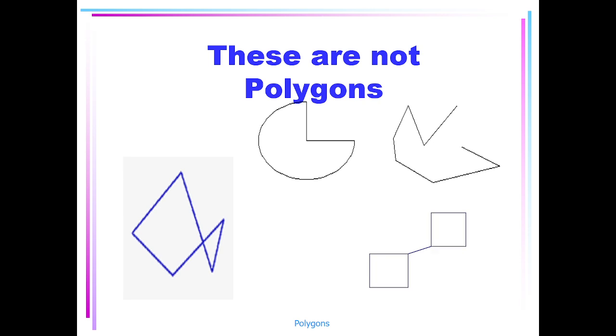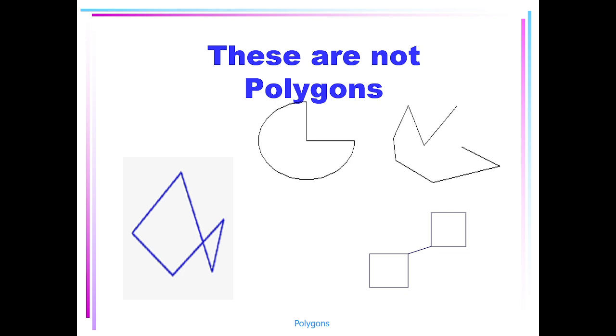Now, on the other hand, we have here some illustrations of figures which are not polygons, and try to check why they are not polygons. For this one on top, at the center, this is like three-fourths of a circle, and we know a circle is made up of curves, no? Same with this curve, and it is also open. This is not a closed figure, so this is not a polygon.